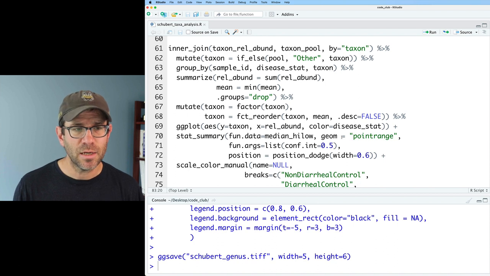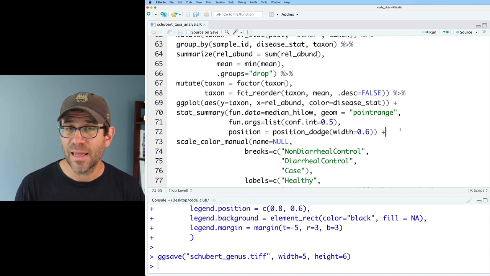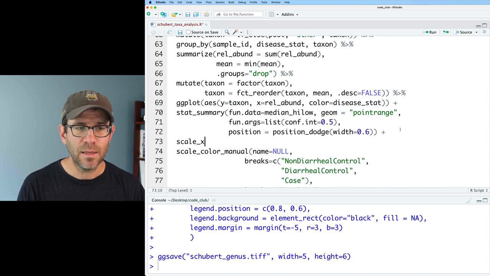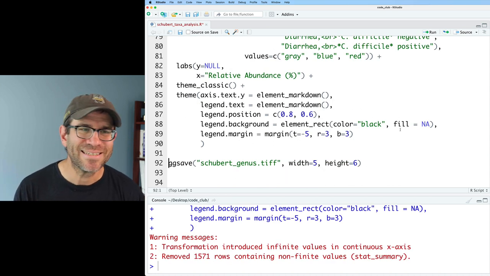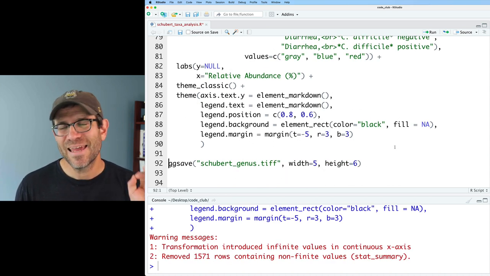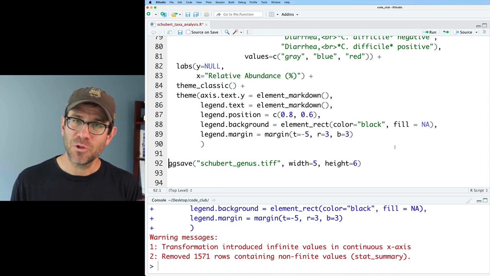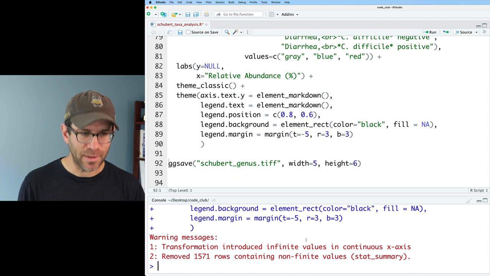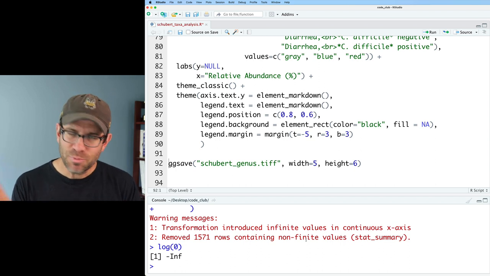Coming to our ggplot code, something simple that we can do to put things on a log scale would be to do scale_x_log10. We'll add that, and we get a warning message. The warning message is because we have relative abundances that are zero, and the log of zero is infinite. If I come down to my console and do log zero, it's negative infinity, right? And so ggplot doesn't know what to do with that.